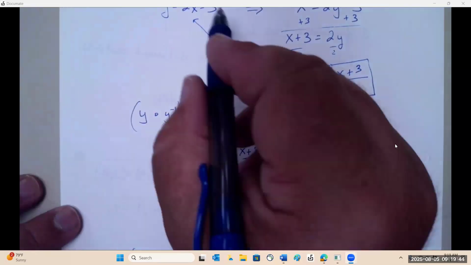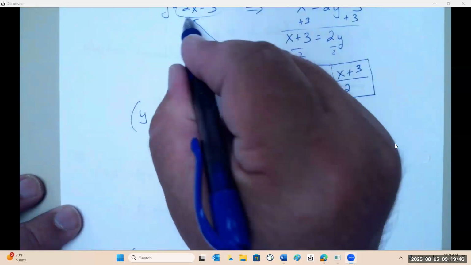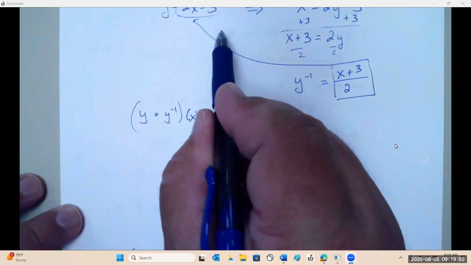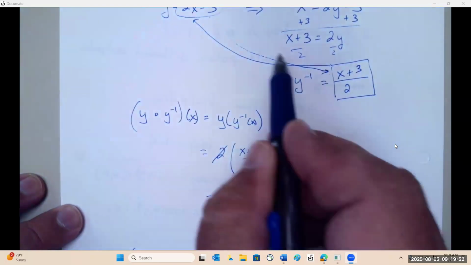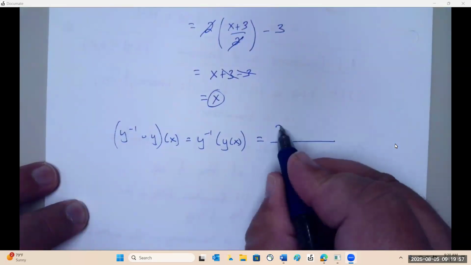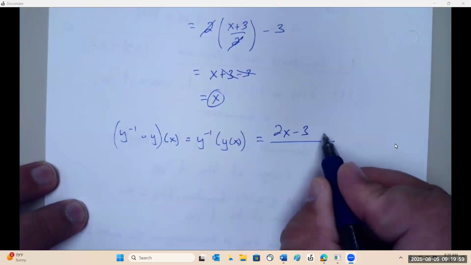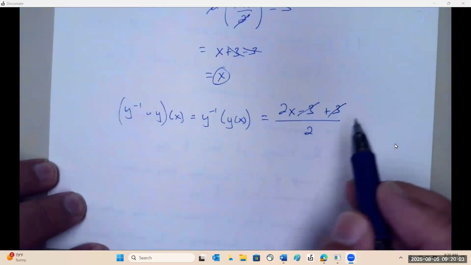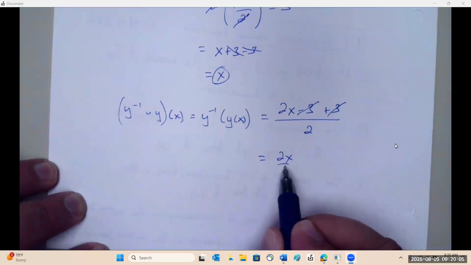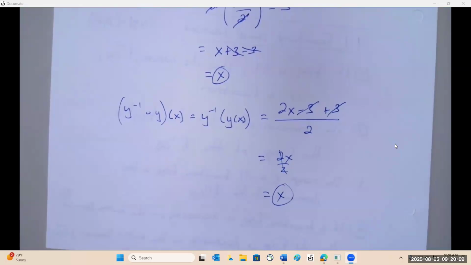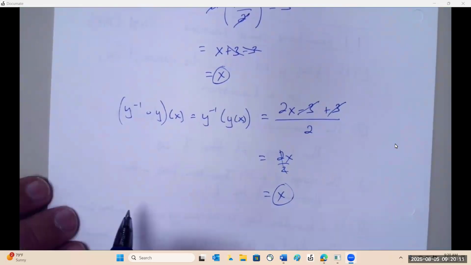And as you can guess, if it works one way, it's going to work 99% of the time the other way. But let's just test it. So take the original function, anywhere you see an x in the inverse, plug it in there. So it's 2x minus 3 plus 3 over 2. The 3's cancel. 2x over 2, the 2's cancel. So yes, that's an inverse.